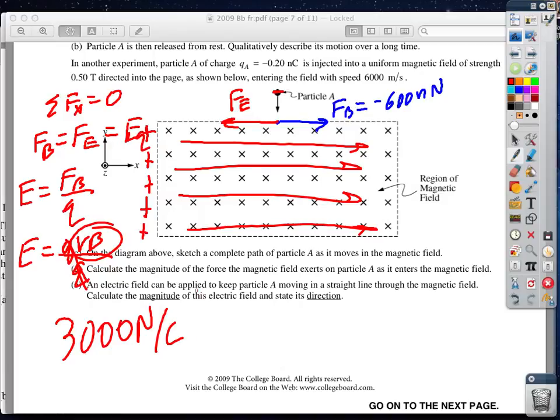Please notice they're asking you for magnitude and direction. So if you did something like this, showing the direction of the magnetic field, that works. You can just show it. But if you do that, make sure you say so on the diagram. Okay, a question on that one?